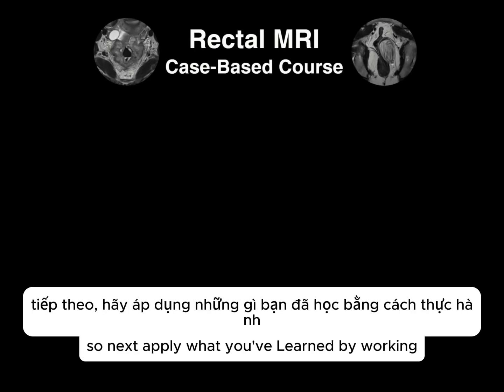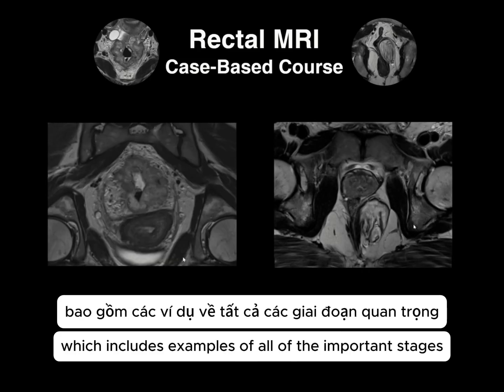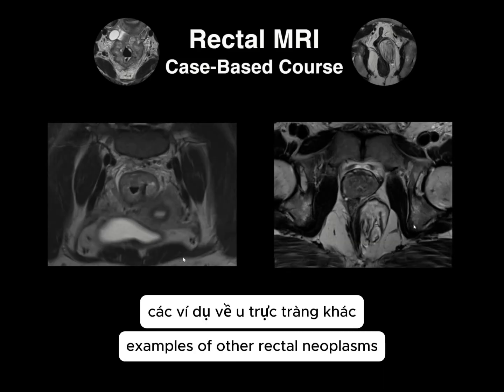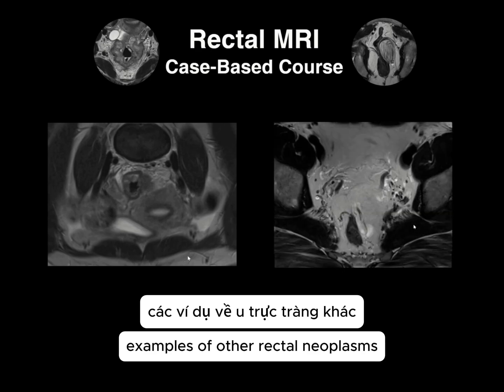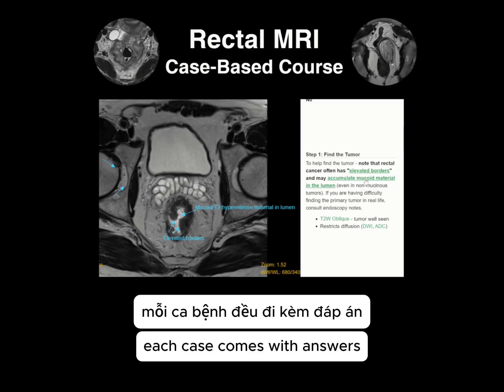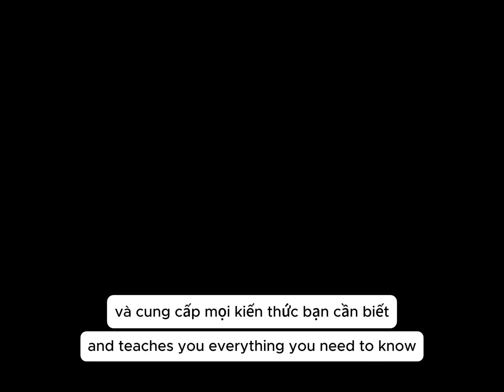So next, apply what you've learned by working through the rectal MRI cases in our course, which includes examples of all of the important stages and what they look like, examples of other rectal neoplasms, anal cancer, perianal disease, and other topics. Each case comes with answers, walkthroughs of imaging findings, and teaches you everything you need to know.